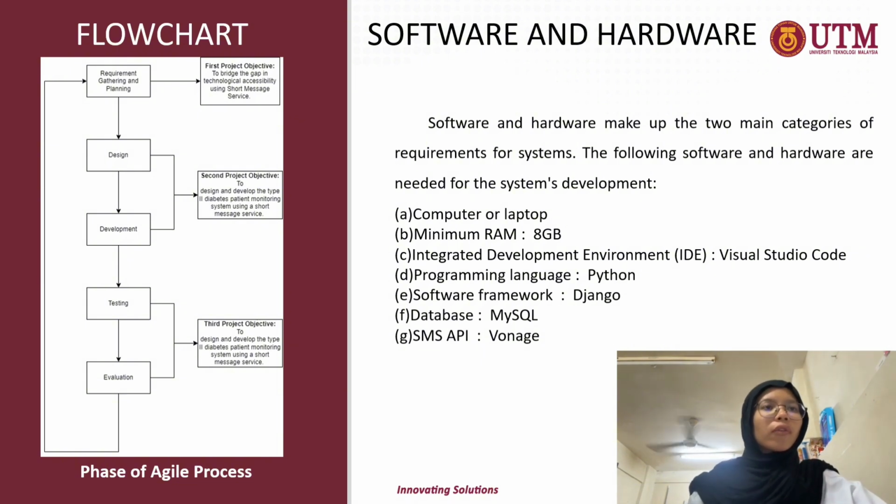Okay, so for the software and hardware that I'll be using for this project, first, the hardware is my laptop with a minimum RAM of 8GB. And then for the software, first of all, I'll be using Visual Studio Code as the platform for my project. My programming language is Python, with Django as my framework, MySQL as my database, and I'll be using Mohd as the SMS API.